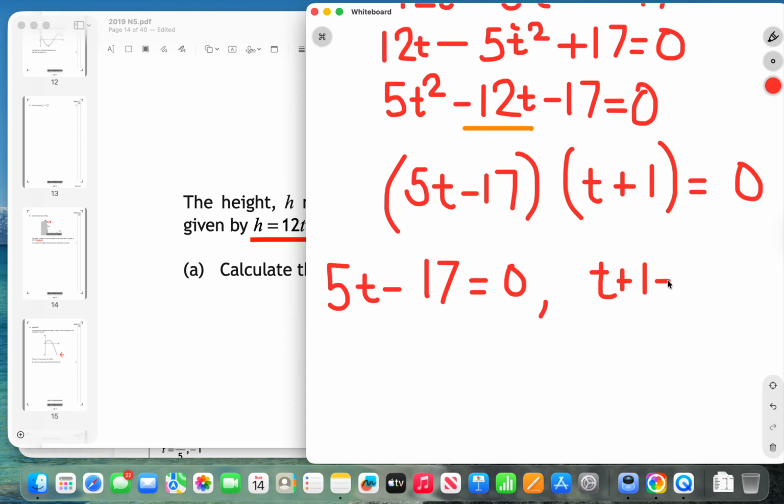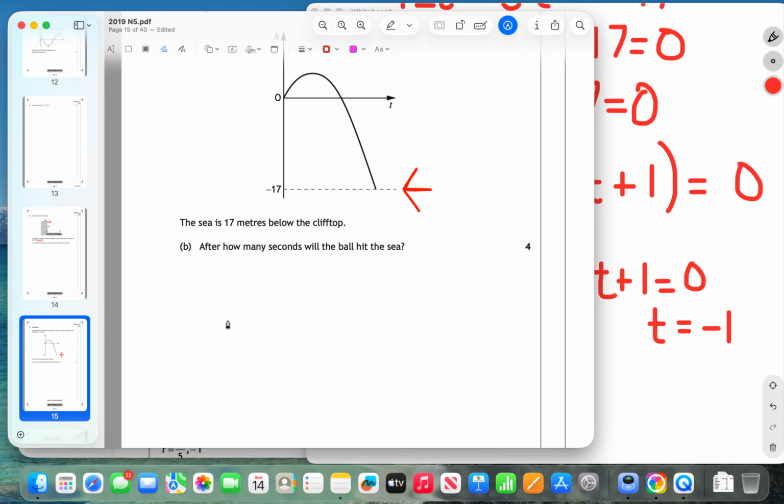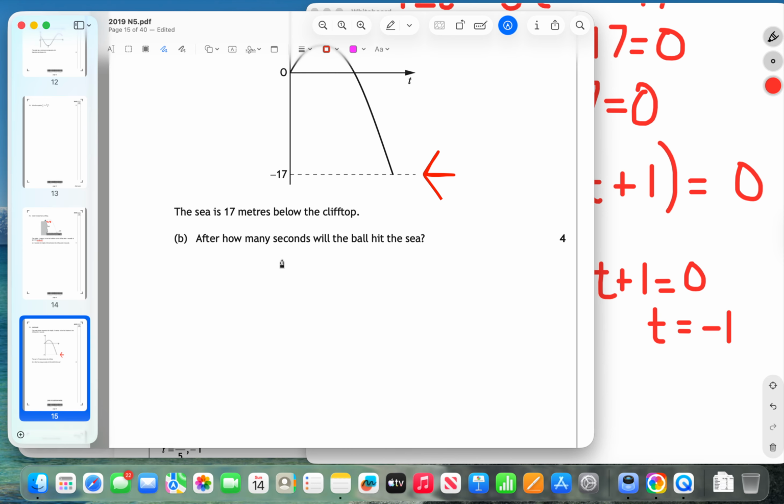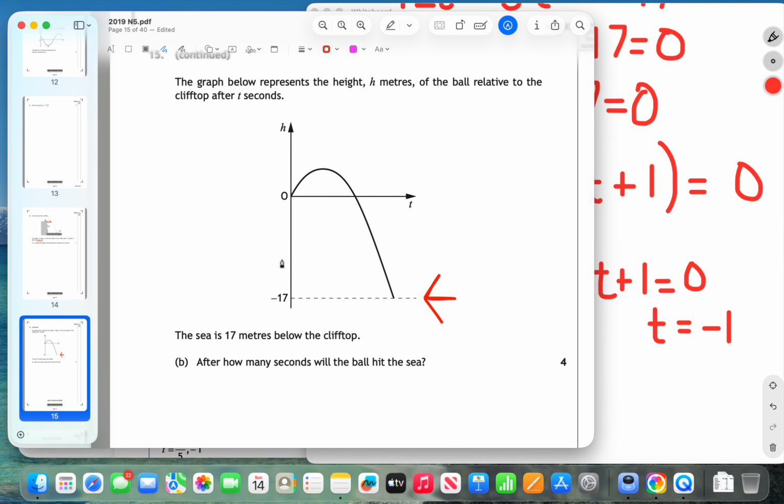And we then solve this. We get two solutions. So either 5t minus 17 equals 0 or t plus 1 equals 0. So in this case, t equals, well, 5t equals 17, so t is 17 over 5, which equals 3.4, or t equals minus 1.